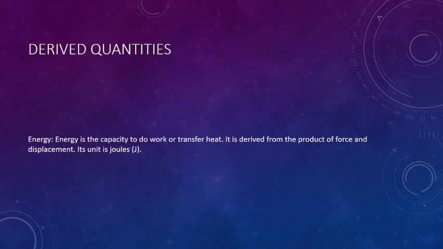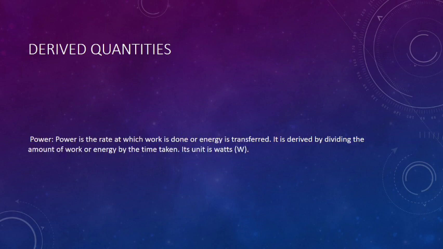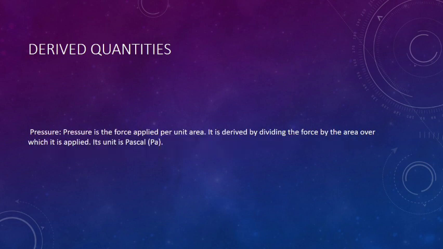Number 4, energy. Energy is the capacity to do work or transfer heat. It is derived from the product of force and displacement. Its unit is joule. Number 5, power. Power is the rate at which work is done or energy is transferred. It is derived by dividing the amount of work or energy by the time taken. Its unit is watt.